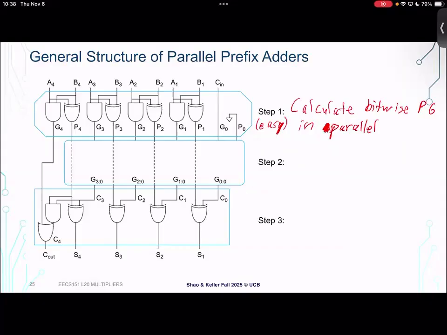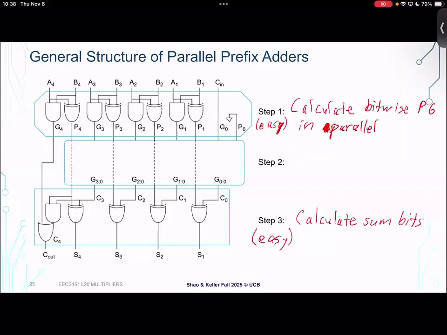Step 3 is also easy, so we'll do that next. Step 3 is to calculate the sum bits. And you can see again that structure, it's just an XOR. It's a very regular structure, again based on the equations that we gave previously.